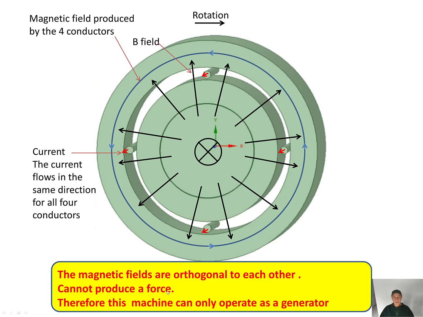Here's how a cylinder method with the magnetic fields works. The magnetic field comes from the side, shown by the cross here, into the core, and then comes out radially into the outer core. The current on the conductors is coming out of the page and flows in the same direction in all 4 conductors. It produces a magnetic field, shown by the blue line, which is circular. The magnetic fields are orthogonal to each other. Therefore, this machine can only operate as a generator.